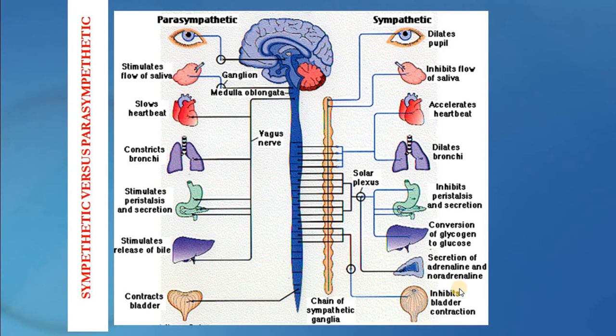We should know the effects of sympathetic and parasympathetic on the whole body. The sympathetic affects, for example, the eyes and the salivary glands. Both of them affect the organs of the body, but in different ways. For example, the sympathetic dilates the pupil while the parasympathetic contracts it. Sympathetic inhibits the flow of saliva while the parasympathetic stimulates the flow of saliva, and so on. It will affect all of the organs of the body.